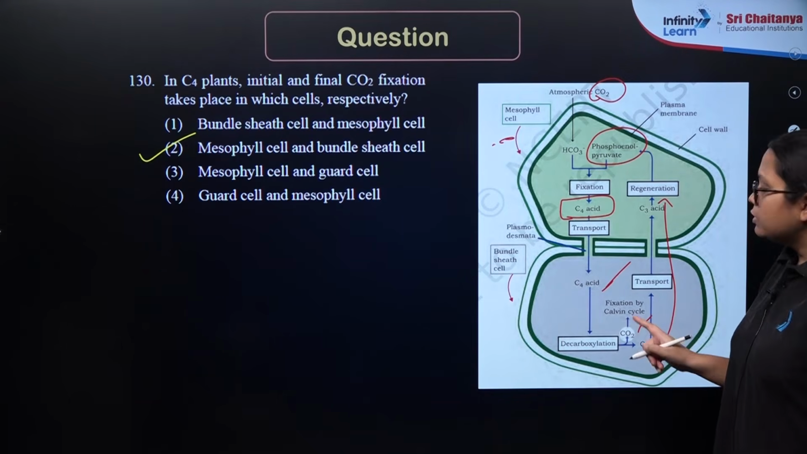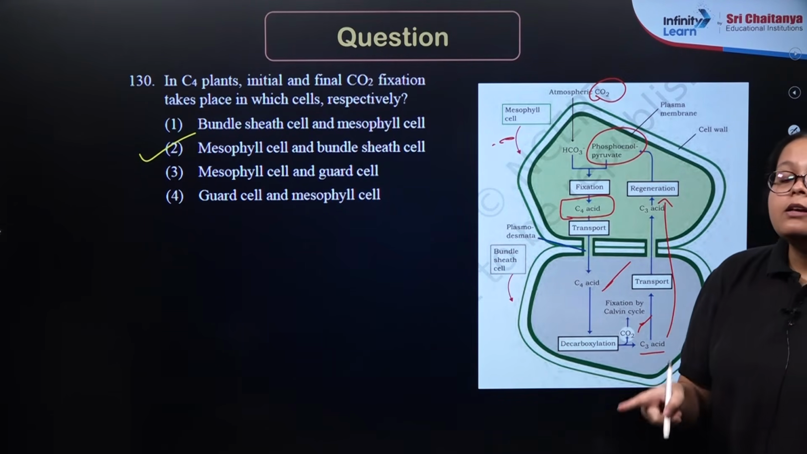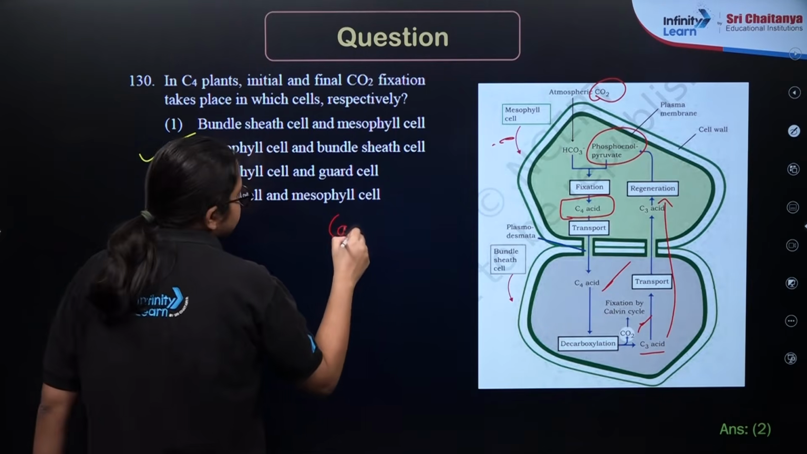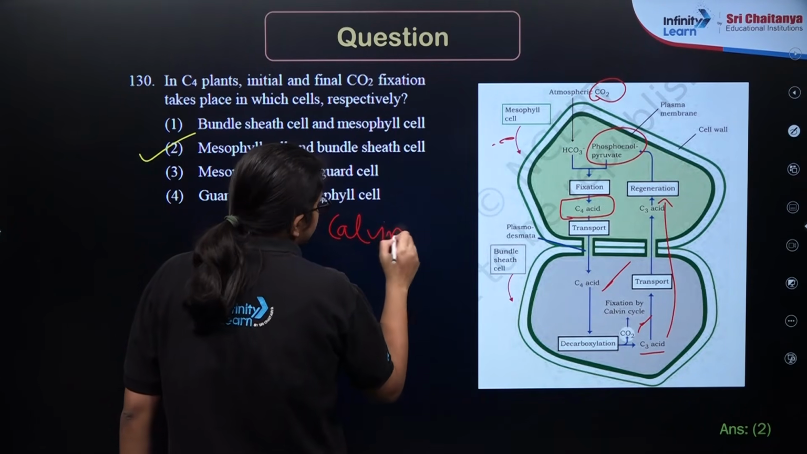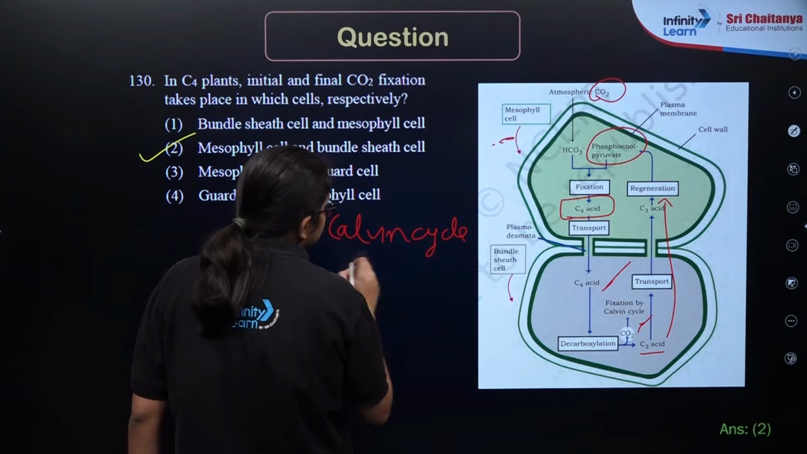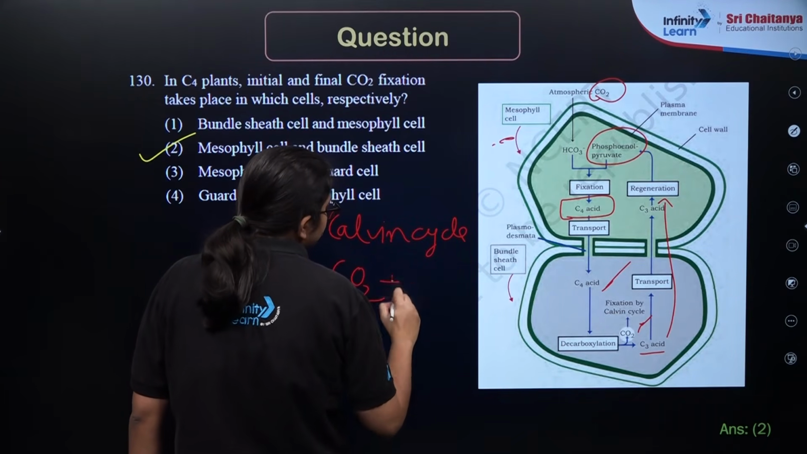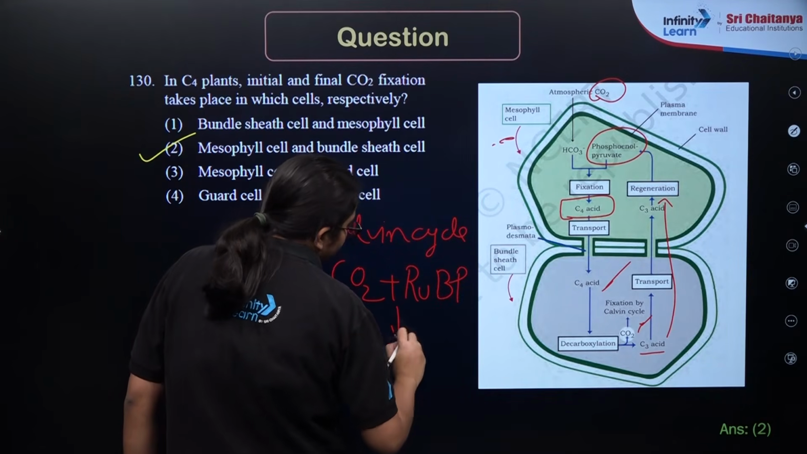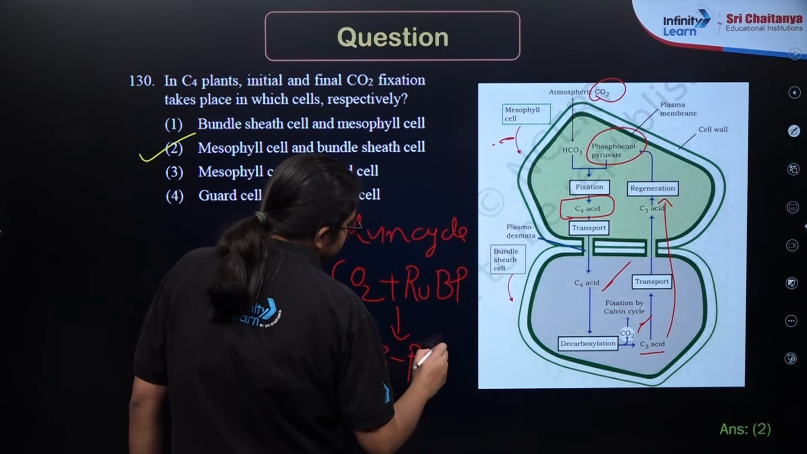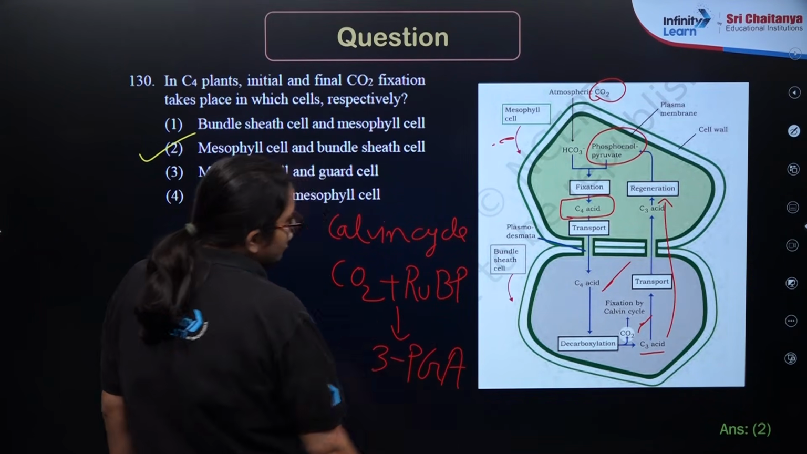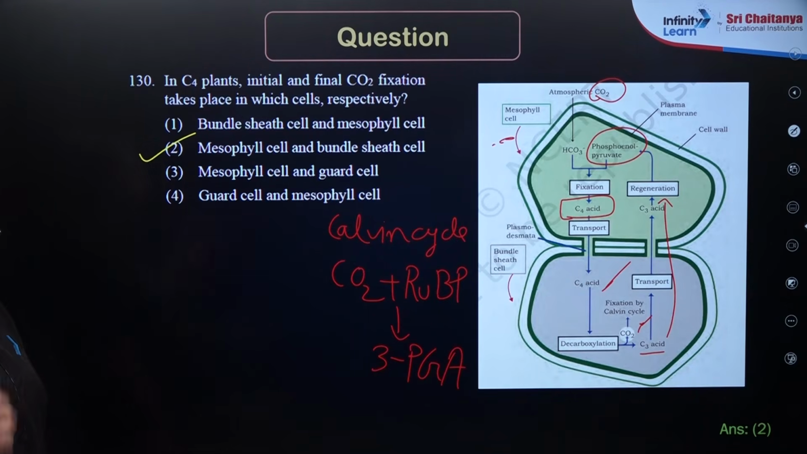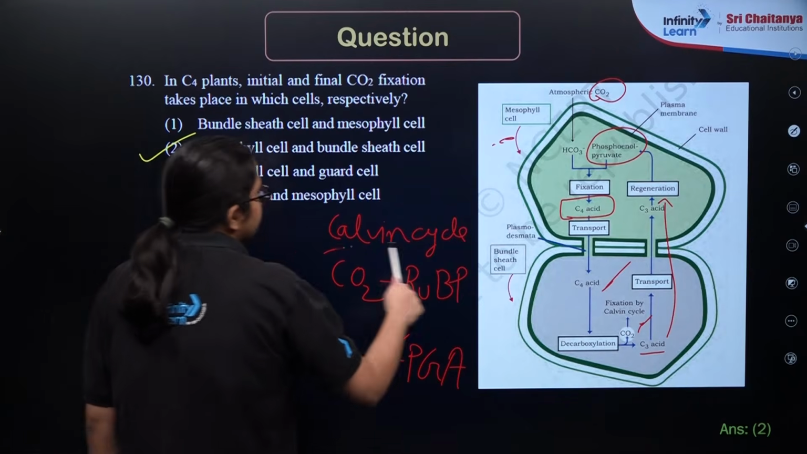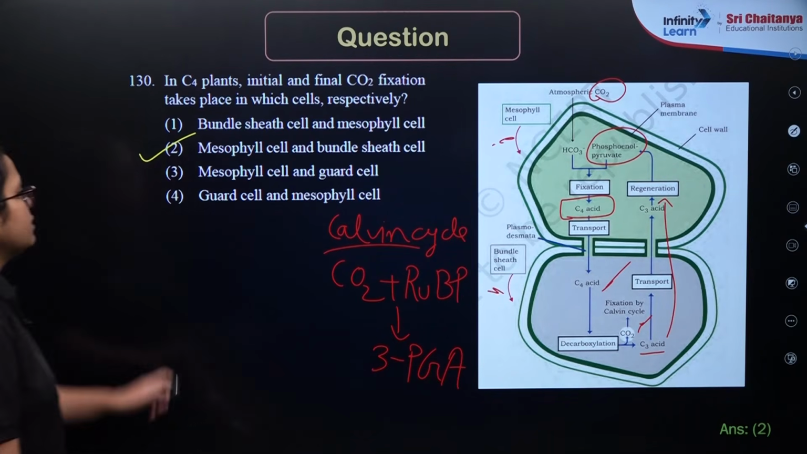The CO2 which is released here will undergo the Calvin cycle, and in the Calvin cycle we know what happens. The CO2 is fixed again by RuBP in the presence of rubisco, to form the PGA molecule, 3-PGA, 3-phosphoglyceric acid. So the first CO2 fixation is happening in the mesophyll cells. The second CO2 fixation is happening by the Calvin cycle in the bundle sheath cells. So the answer is 2.